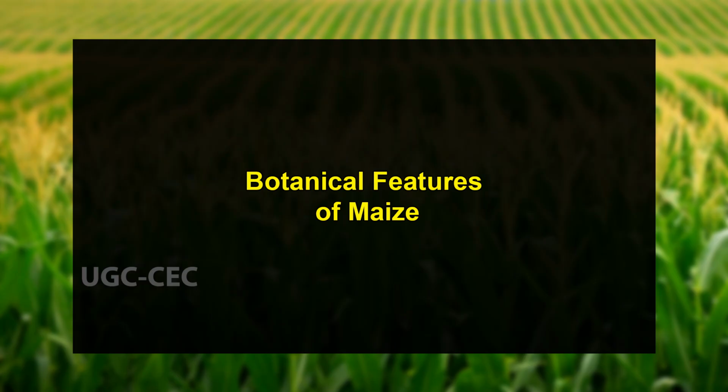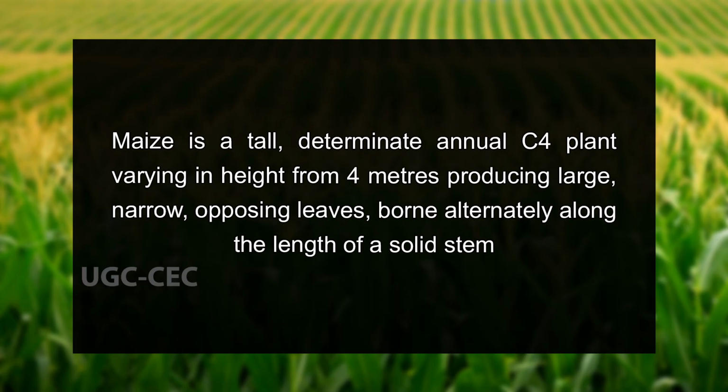Now we'll talk about the botanical features of maize. Maize is a tall, determinate annual C4 plant varying in height up to 4 meters, producing large, narrow, opposing leaves borne alternately along the length of the solid stem.